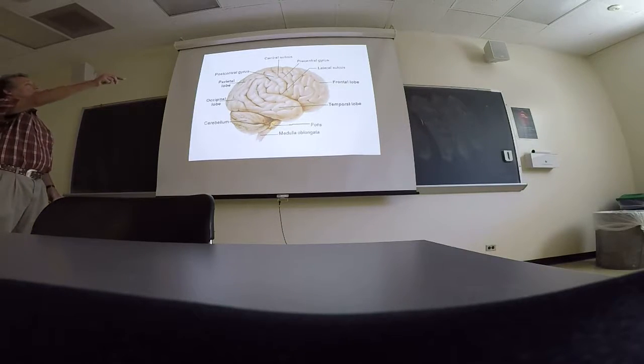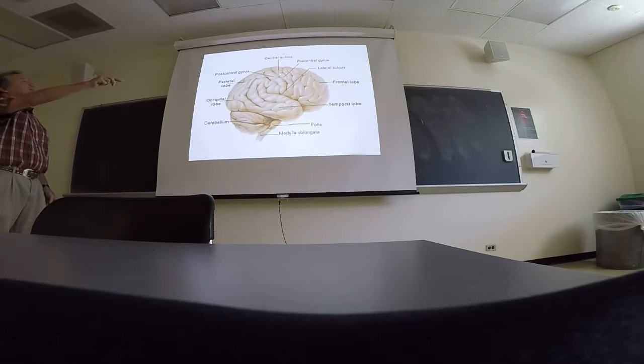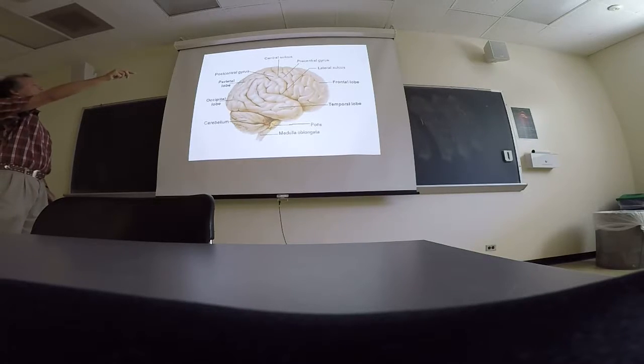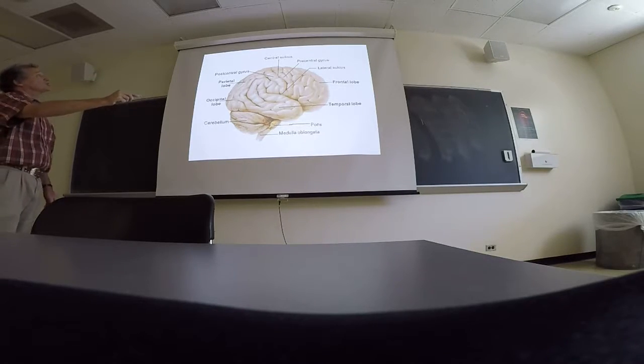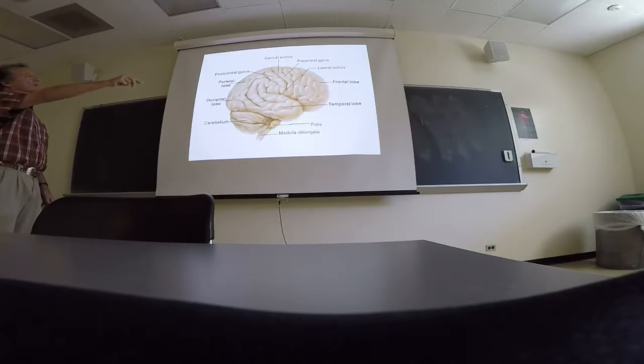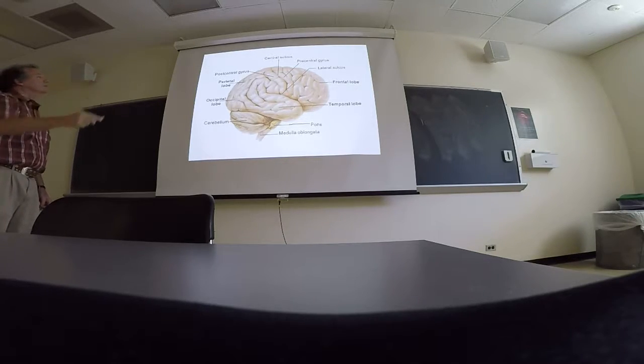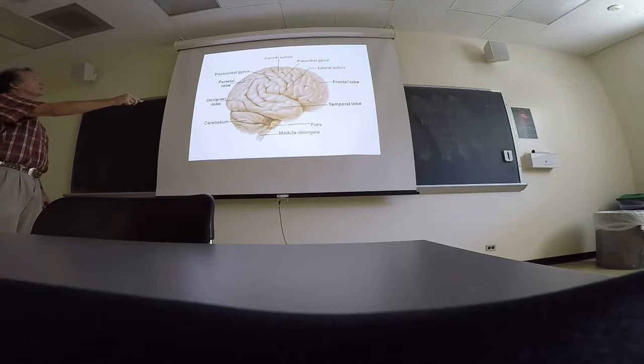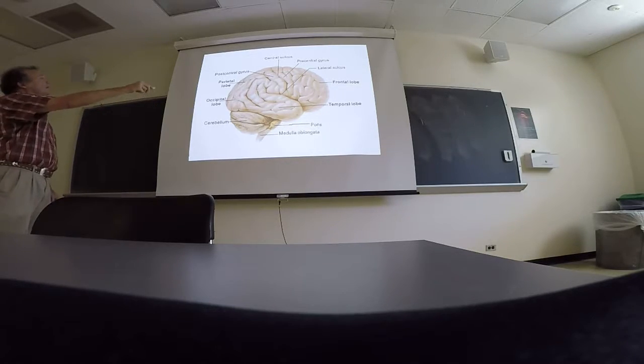But there are features on the brain that tell you where the parietal lobe starts and the frontal lobe ends. It's something called the central sulcus. This gap here between the frontal and parietal lobes and the temporal lobe is known as the lateral sulcus. This is the occipital lobe. There's a division back up in there.